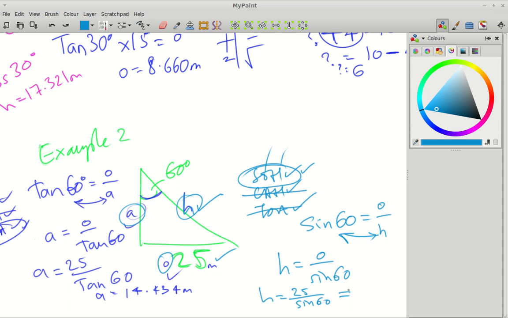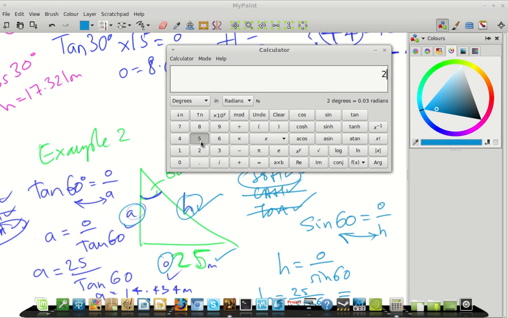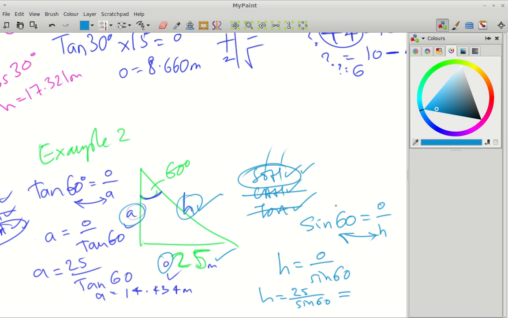So onto our calculator. 25 divided by, this time it's sine of 60, equals 28.868. I'm rounding it to 3dp. So 28.868 metres. So we've worked out H, 28.868 metres. Ask yourself, does that sound sensible? Yes, it does, because H is the longest side and it's longer than 25, so that makes sense.